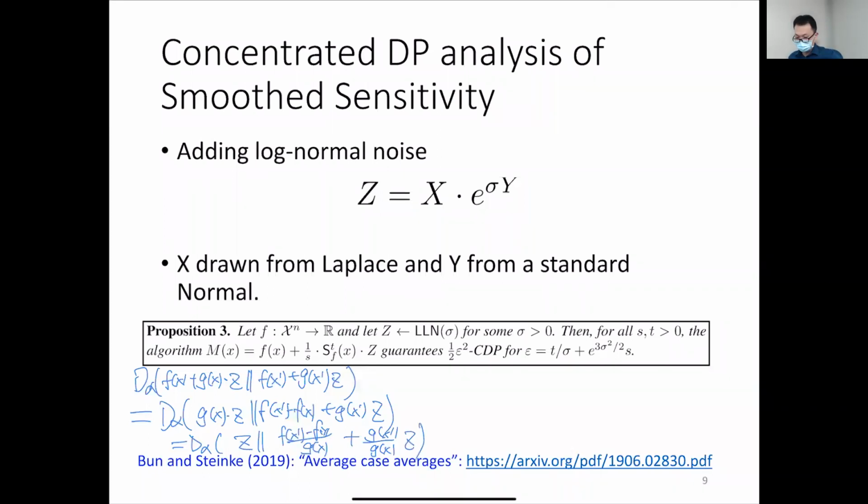Okay, so now this becomes something that's familiar to us, right? So now this becomes something that's about the noise on the left hand side, and another noise that is dilated and translated. Dilation and translation. So basically, in order to prove the zCDP property, it requires us to get the dilation and translation property of the noise distribution itself, in this case the Laplace log-normal distribution.